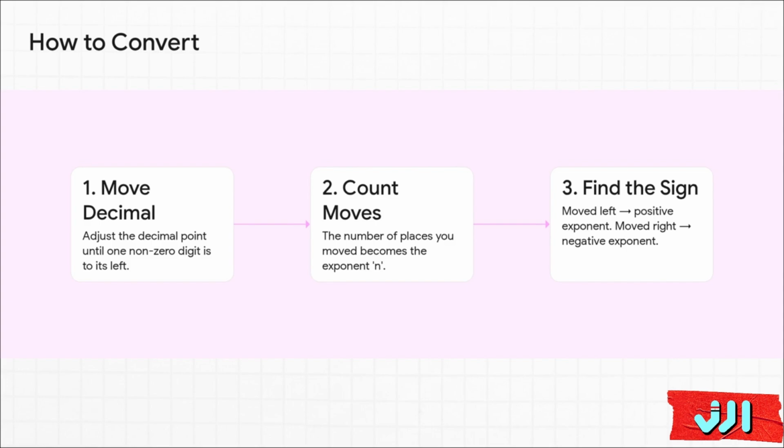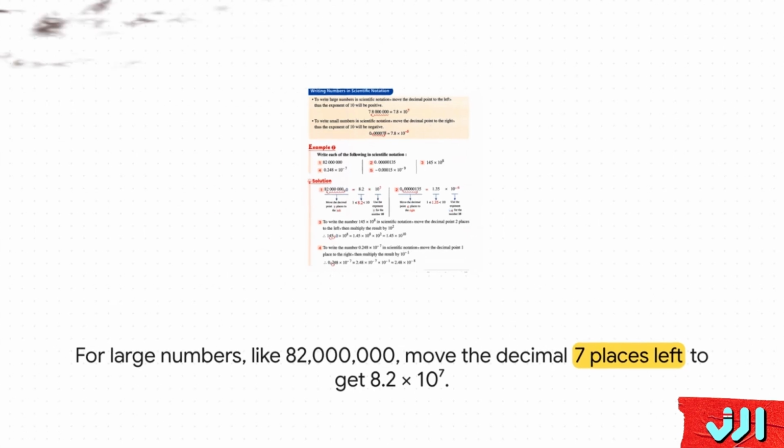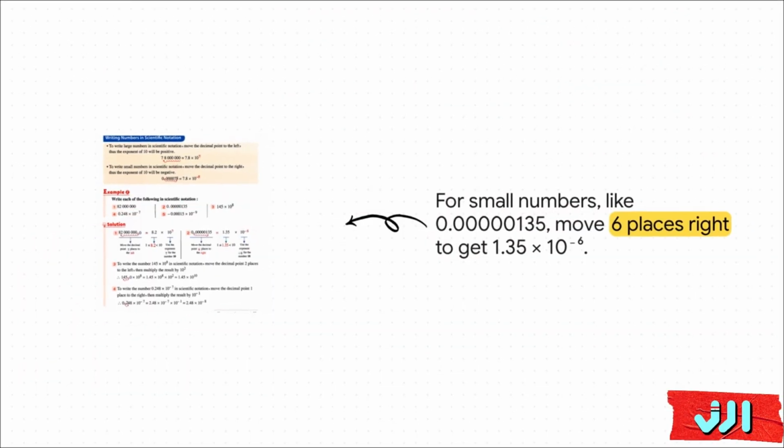And finally, the sign. Just remember this simple trick. If you started with a big number, your exponent is positive. If you started with a tiny decimal, it's negative. Easy as that. Let's try it with 82 million. Right now, the decimal is hiding at the very end. We're gonna move it all the way to the left, hopping over all those zeros until it's right between the 8 and the 2. How many spots did we hop? 7. And since 82 million is a big number, our exponent is a positive 7. So we get 8.2 times 10 to the 7th. So much cleaner, right? Now let's try a small number.